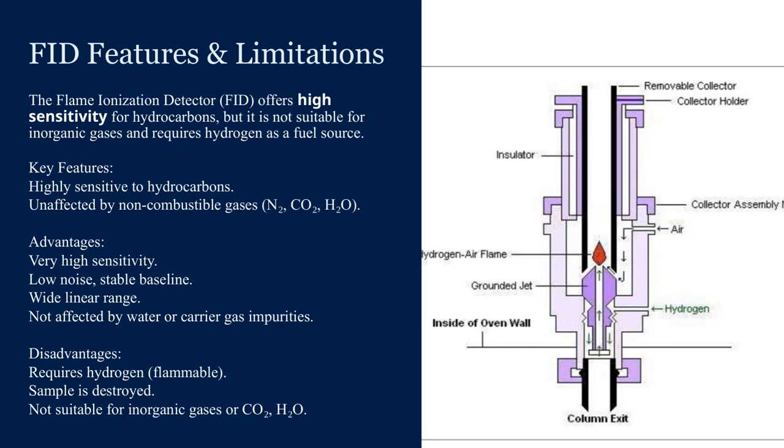The flame ionization detector, or FID, is known for its high sensitivity when it comes to detecting hydrocarbons. It's especially useful in situations where you need to pick up even trace amounts of organic compounds. One of the key strengths of the FID is that it remains unaffected by non-combustible gases like nitrogen, carbon dioxide, or water vapor, which can often interfere with other detection methods. However, it does have some limitations. For example, it requires hydrogen as a fuel source, which is flammable and needs careful handling.